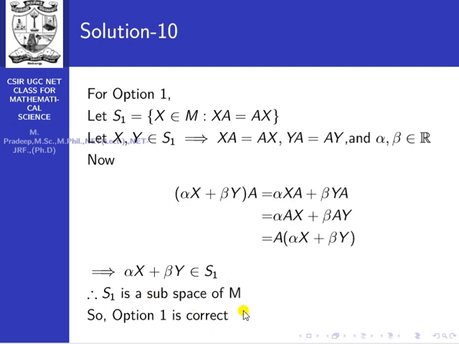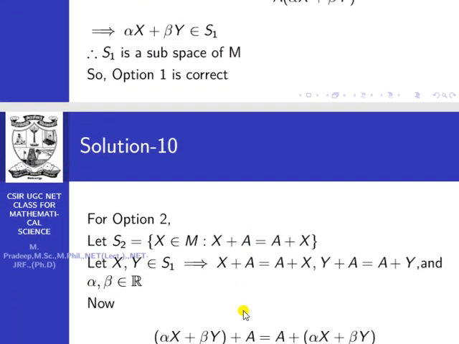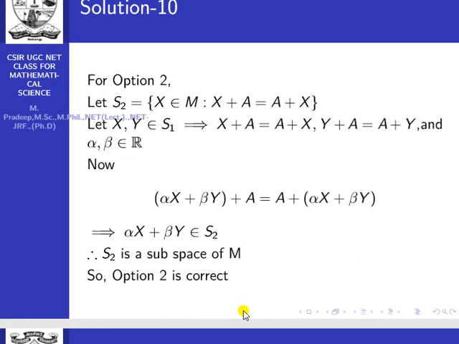The same way we can try for the second one. It's a very simple problem compared to the previous problem. Option 2, S2 equal to set of x belongs to M, x plus A equal to A plus x. Okay, this is the second set. இதில் x, y என்ற ரெண்டு வேல்யூ எடுத்தீங்கன்னா x satisfy this definition, x plus A equal to A plus x, y is also satisfy this definition, so y plus A equal to A plus y.